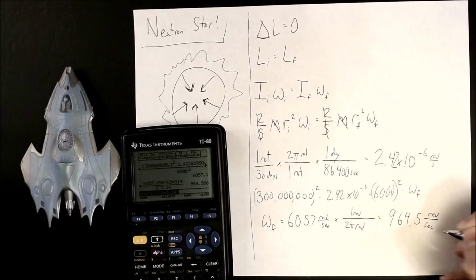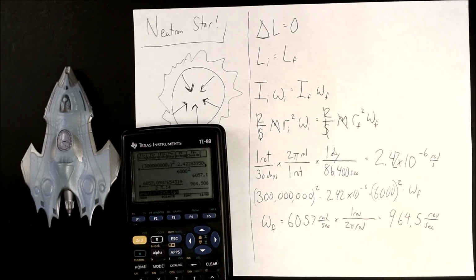Revolutions per second. Oh dear, that is really spinning fast, almost 1,000 times per second. Many neutron stars can spin at about that rate, and that's just wild. That's how we discovered them, and maybe we can talk sometime about neutron stars in general, but it's a fascinating thing to think about and to research. So, keep studying this, keep learning about angular momentum. Good luck.